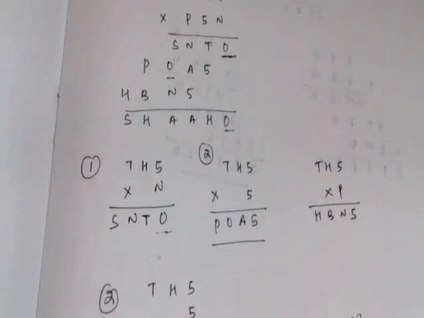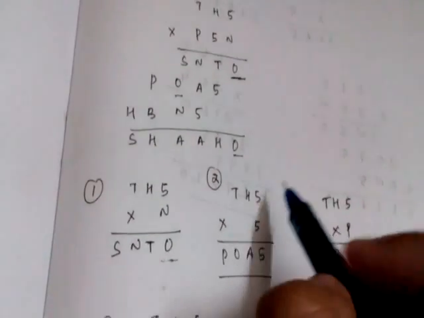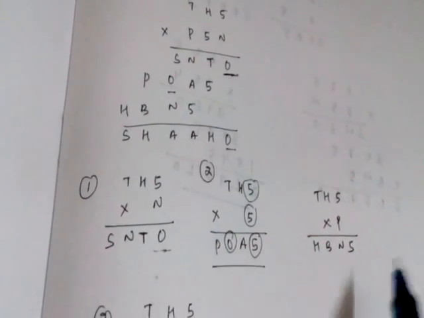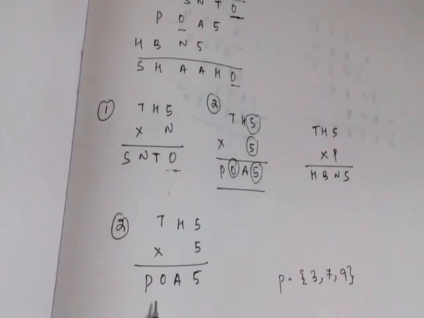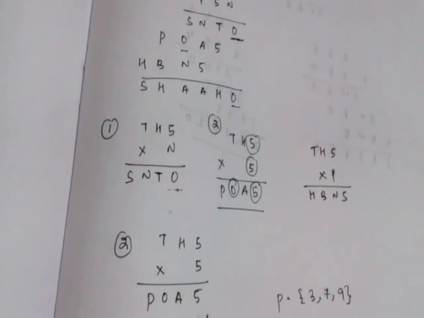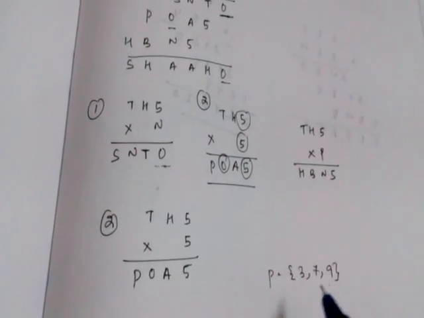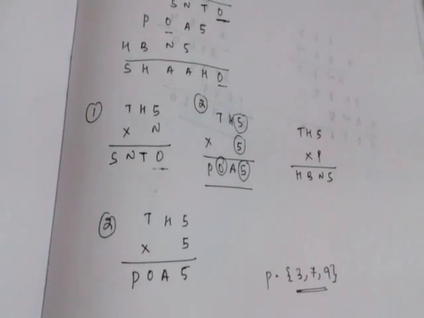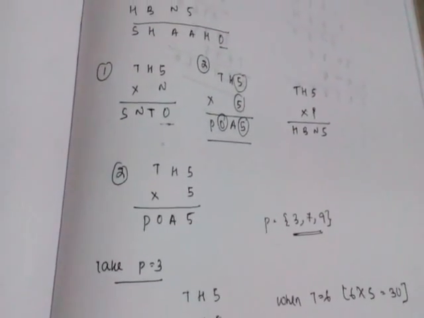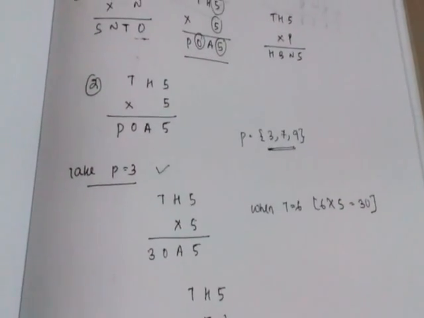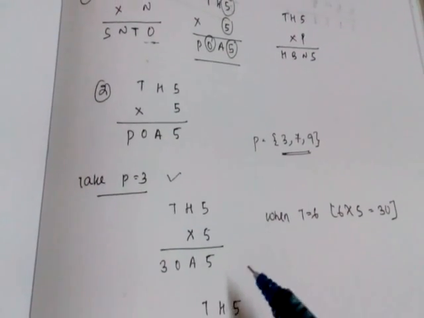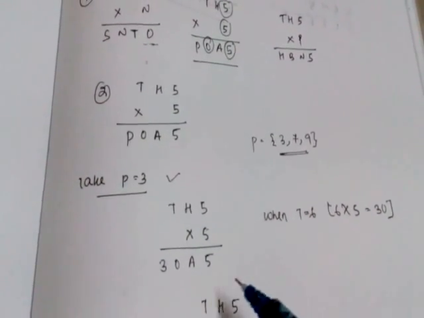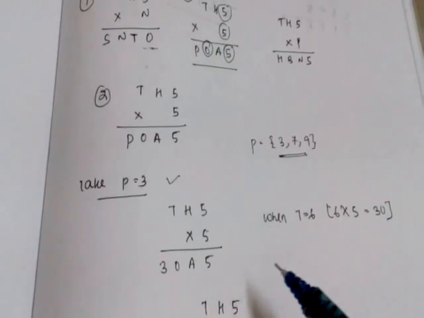Now consider case 2. Why? Because here we get the maximum number of values, that is 4, other than the 2 cases. So TH5 into 5 gives P0A5. Previously we decided that P equals 3, 7, 9. Now we have to use the hit and trial method. So first of all I take P equal to 3. Then TH5 into 5 equals 30A5. Here I put the P value equal to 3.